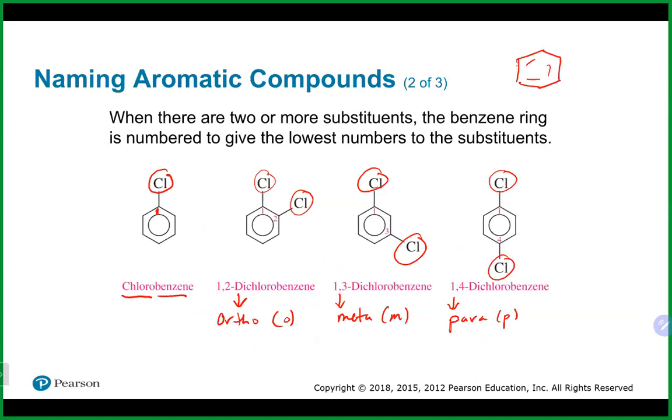Yeah, so you do need to know that ortho is the 1,2 positioning on a benzene ring where the groups are attached. Meta is the 1,3 positioning, and para is the 1,4 positioning. It does happen to pop up occasionally. It's specific for benzene rings and the groups that are attached to the benzene ring.